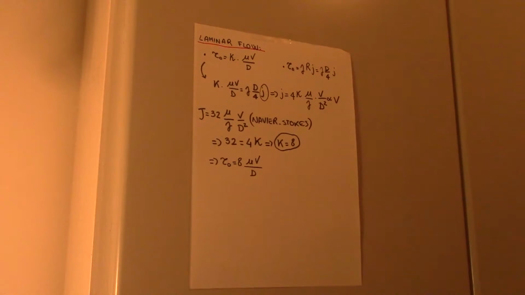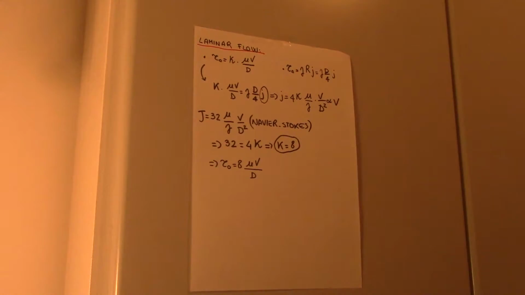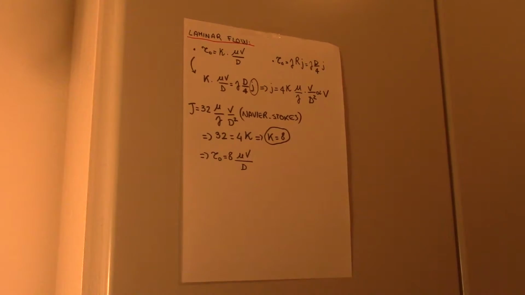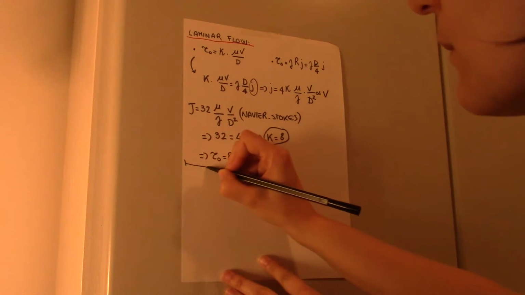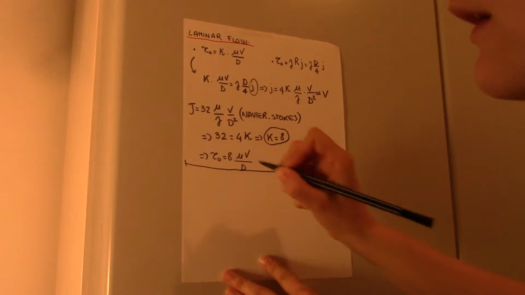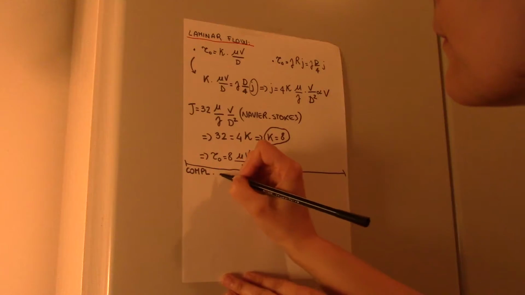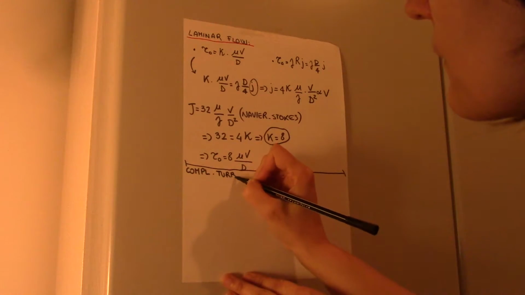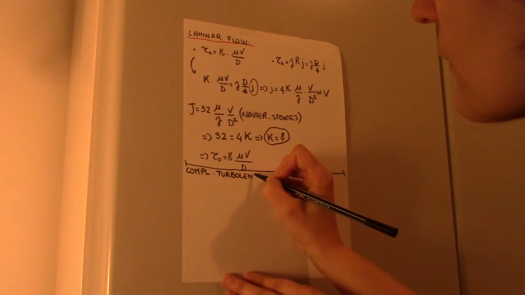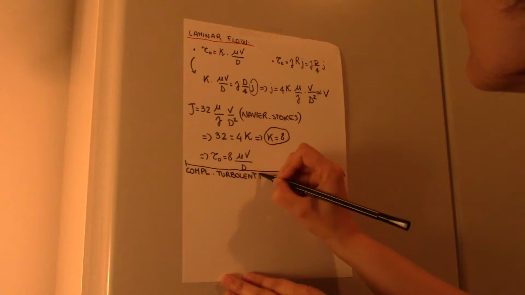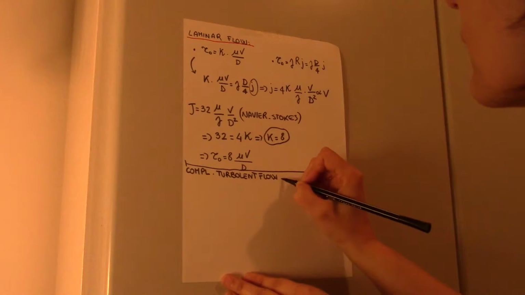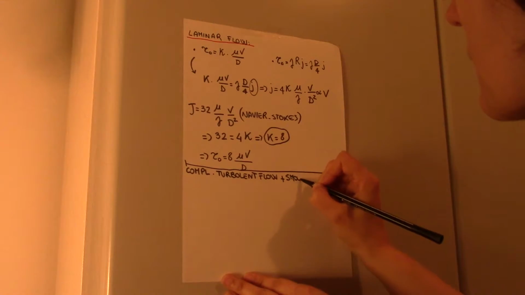Hope it is visible. Alright, so we get the demonstration for the laminar flow. We do the same for the other case, which is again completely turbulent flow in smooth pipes.